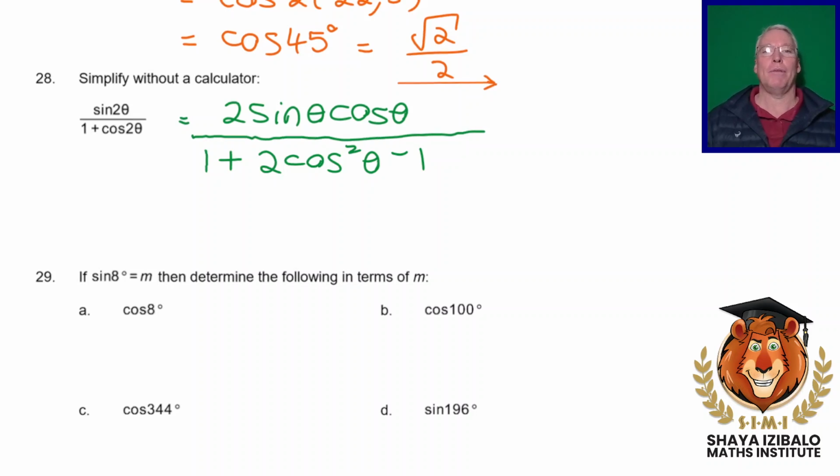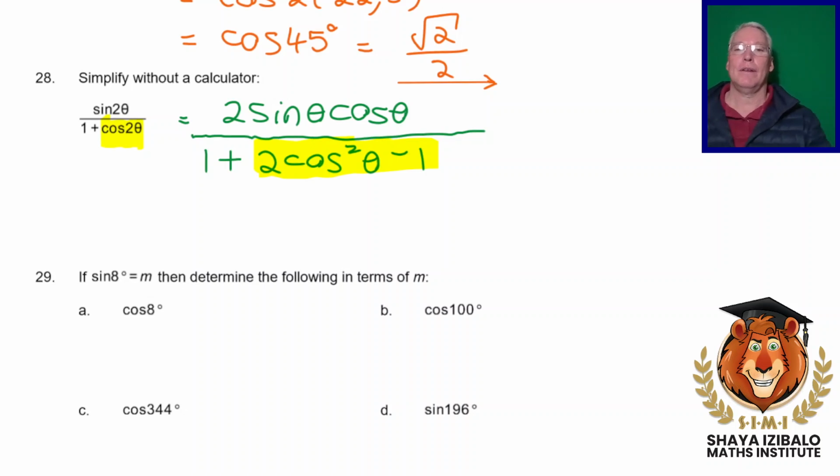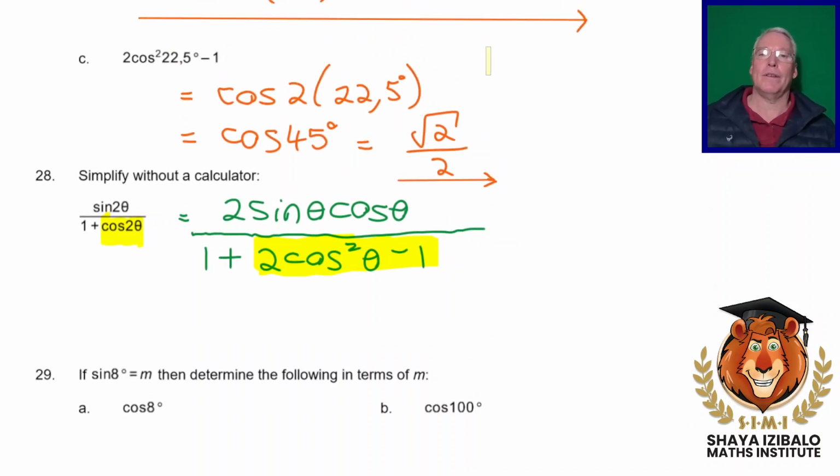Just to help you understand what we've done here, we have changed this for this. Okay, now the minus 1's cancel out. So what we're going to now get is 2 sine theta cos theta over 2 cos squared theta.